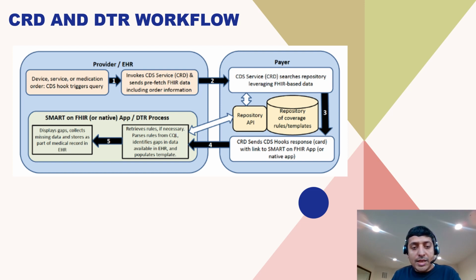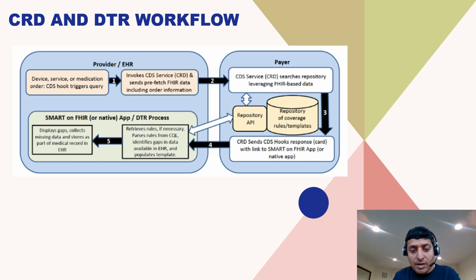We'll move on to the CRD and DTR workflow. As part of this process, the provider looks at devices, services, or medication orders. The CDS hooks triggers the query. It invokes the CDS service and sends pre-fetch FHIR data, including order information. The CDS service searches the repository leveraging FHIR data. The next step is CRD sends the CDS hooks response card with a link to the Smart on FHIR app or native app.